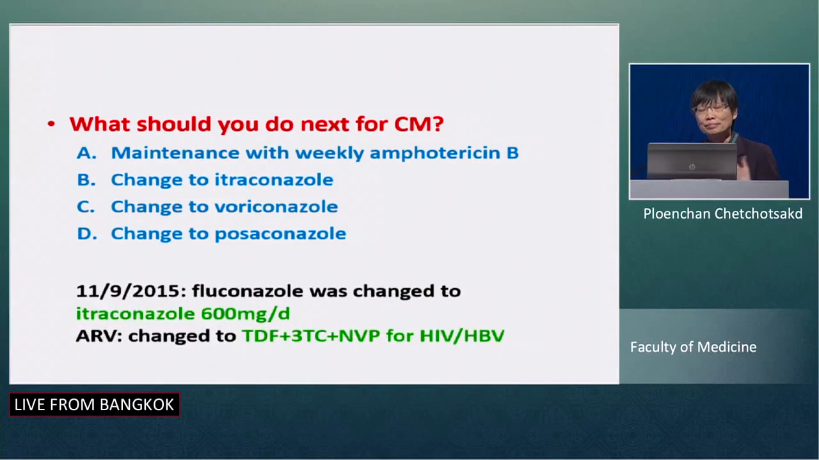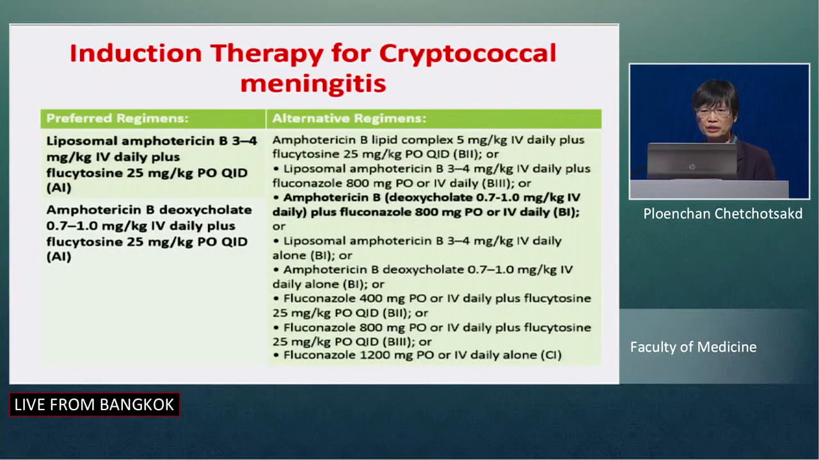And because maintenance with weekly amphotericin B is problematic, as the patient has to come to the hospital every week, we chose to use itraconazole, at a dose of 600 milligrams. We also changed his antiretroviral to tenofovir and 3TC to treat both hepatitis B and HIV, and maintained nevirapine for his HIV infection. This is the CDC recommendation for induction for cryptococcal meningitis. They recommend liposomal amphotericin B plus flucytosine, or amphotericin B deoxycholate and flucytosine. But in our country and most of the region here, I think we don't have flucytosine.